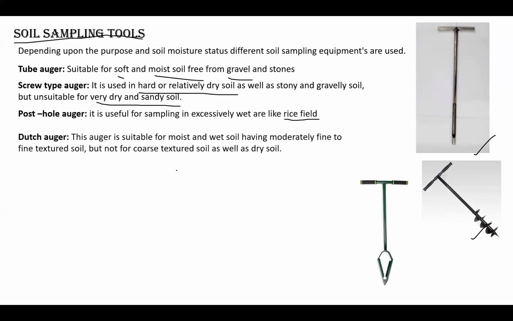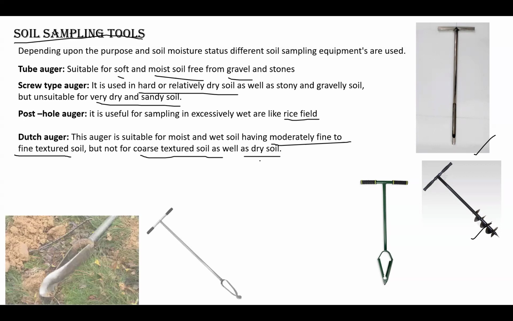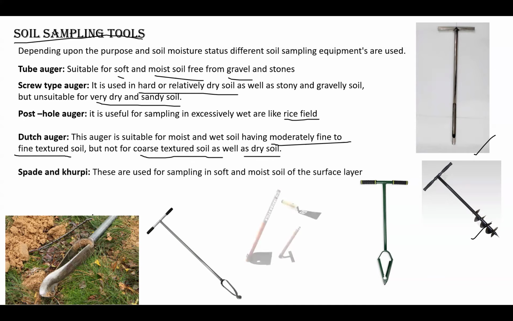And finally, we see the Dutch auger. This auger is suitable for the moist and wet soil having moderately fine to fine texture, but not for the coarse textured soil, as well as dry soils too. These are the differences, and this is your Dutch auger. And spade and kurfi. This spade and kurfi we can use for the surface soil sample collection, mostly suitable for soft and moist soil. I think everyone knows about this. So these are the different augers which are used for the soil sample collection.